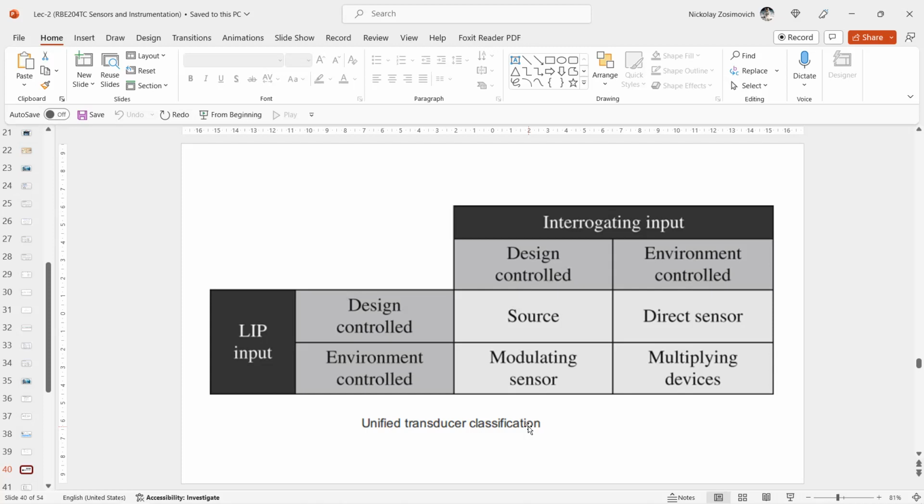Another example, second example, it's a linear variable differential transformer. In this case, a displacement of an object connected to the moving core will change the transfer ratio of the differential transformer. An AC signal of the primary coil acts, in this case, as interrogating voltage.